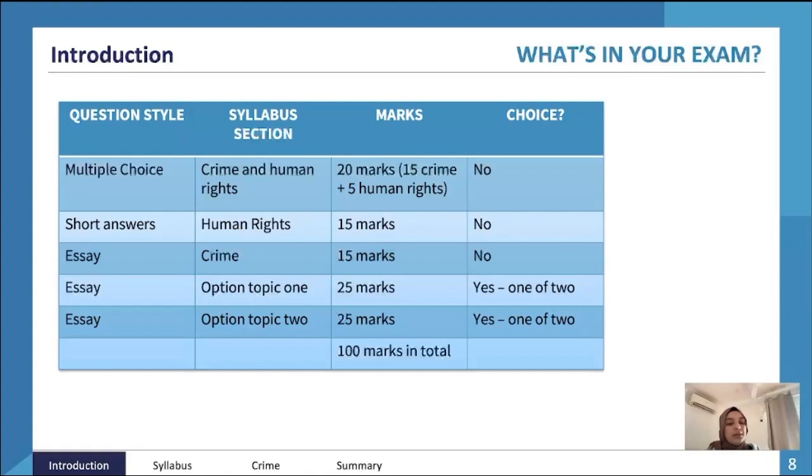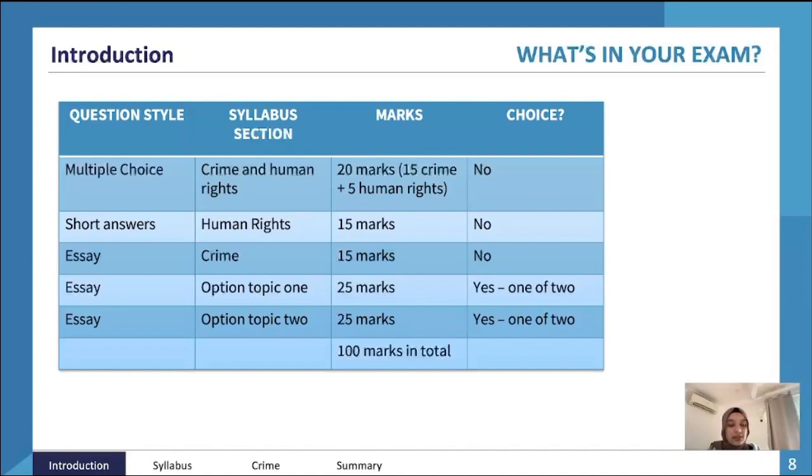So multiple choice will be 100% without a doubt on crime and human rights. 15 of those questions, because they're all 1 mark each, will be coming from crime, and 5 of those will be coming from human rights. So that makes up the bulk of your 20 marks. You don't really have a choice with that. Obviously, we all know what multiple choice is.